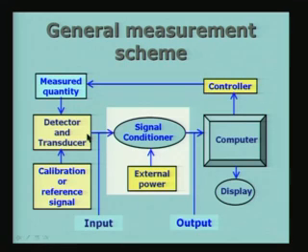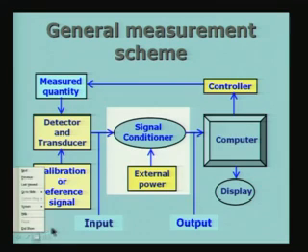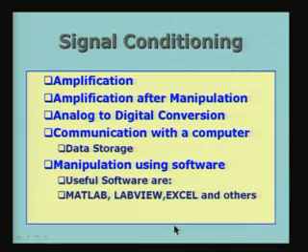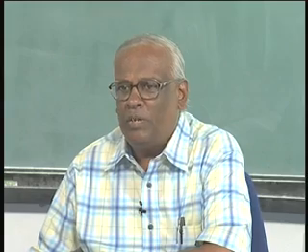That means that no current or no excessive power should be taken from the detector. So, the idea is to condition the signal using external power, which will actually supply the power required for this transformation from one level to the other level. So, let us look at the type of things one would like to do in signal conditioning. I have just labeled a few of them.